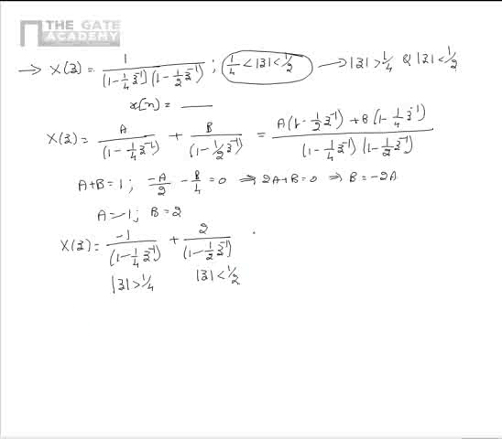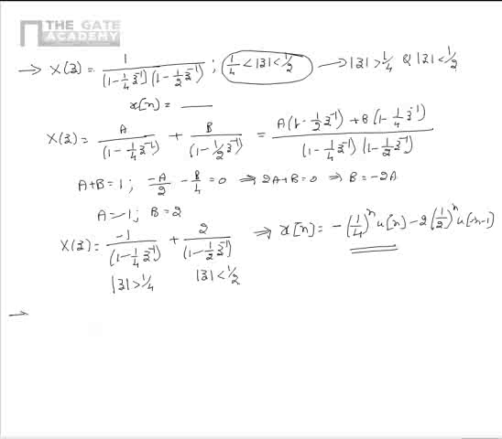From this, by performing the inverse z transform, we get x of n is equal to minus 1 by 4 whole power n u of n minus 2 into 1 by 2 whole power n u of minus n minus 1. This is the x of n required.